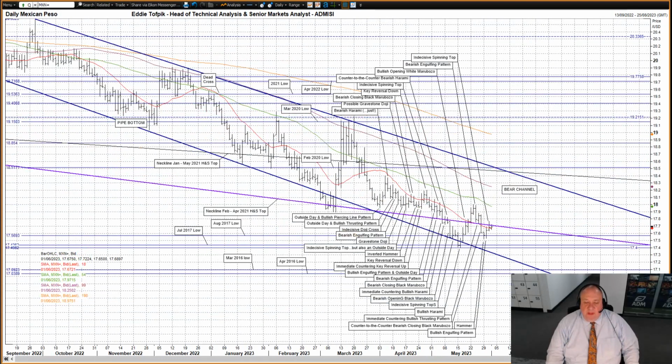US dollar against the Mexican peso. A second bullish white soldier yesterday and a follow-on higher from the previous session's bullish engulfing pattern. But really, in reality, it was a somewhat higher indecisive spinning top. What was most interesting about the session's action was how prices managed to rise and penetrate the neckline, currently at 1771.37, of the February to April 2021 head and shoulders top, but then dropped back down and closed below it.